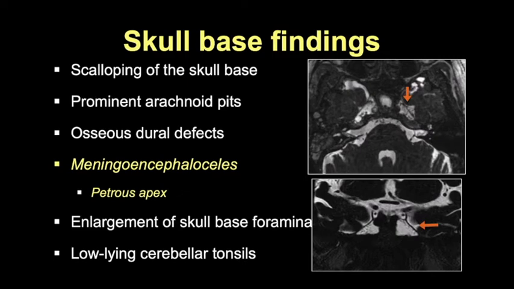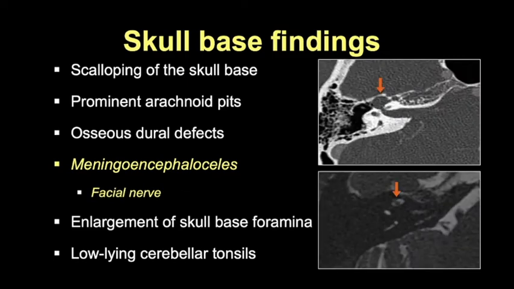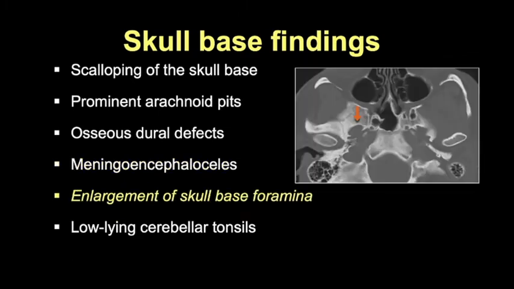Petrous apex cephaloceles are also extremely common, especially along Meckel's cave, as are meningoceles in the region of the geniculate ganglion of the facial nerve, and enlargement of the skull base foramina, as in these prominent foramina ovale.